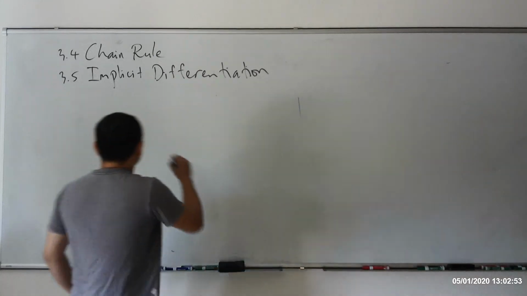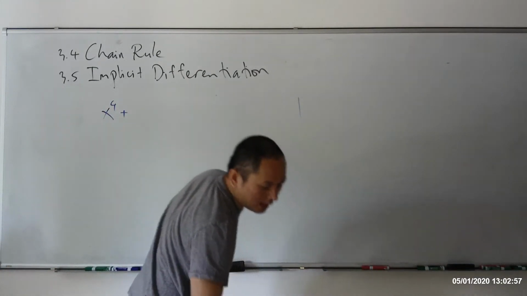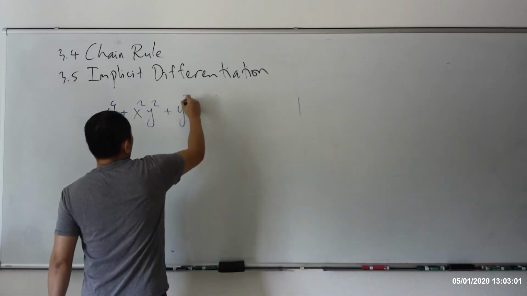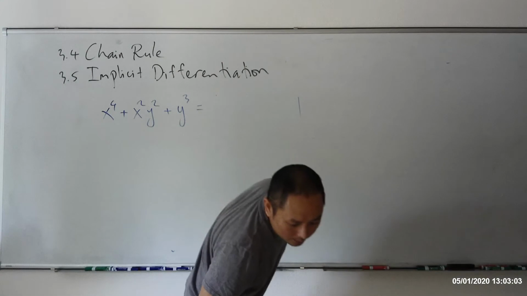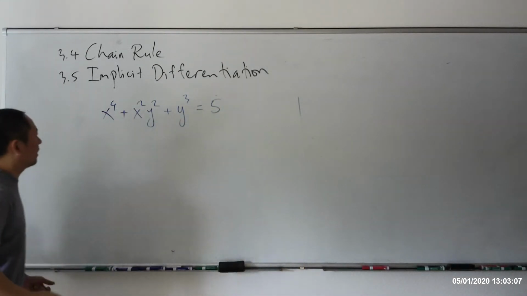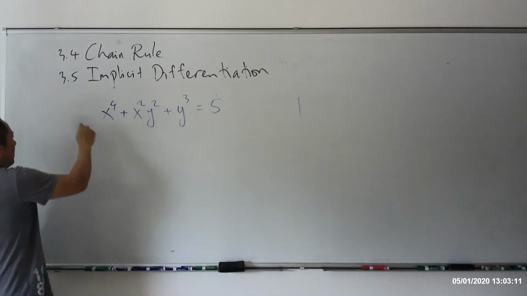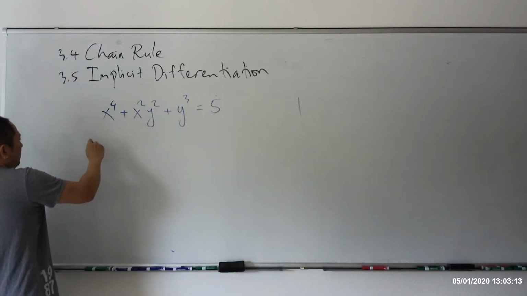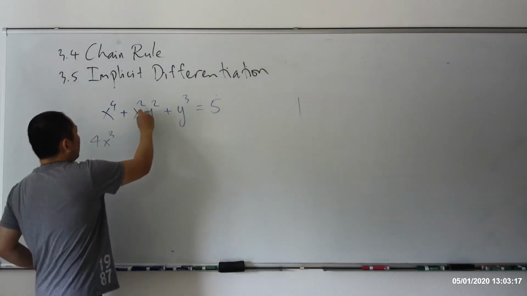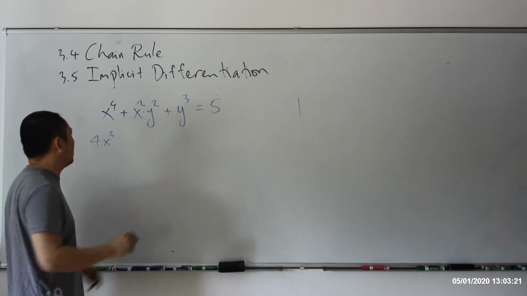Okay, I see this. x to the 4 plus x squared y squared plus y cubed equal to 5. Doesn't matter, it's a number. Now let's calculate the derivative. First of all, take the derivative of both sides. x to the 4 derivative is 4x cubed. The middle term I got a product of two factors, x squared and y squared. So I have to use the product rule in here.